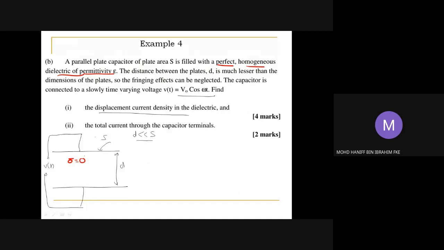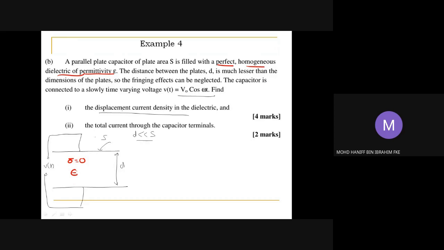That's what we call a perfect dielectric, in which it does not permit the conduction current to pass through it. That's why sigma is 0. And then we are given that the permittivity is epsilon, just given as a symbol. So that should be the properties of your dielectric here in your capacitor structure.